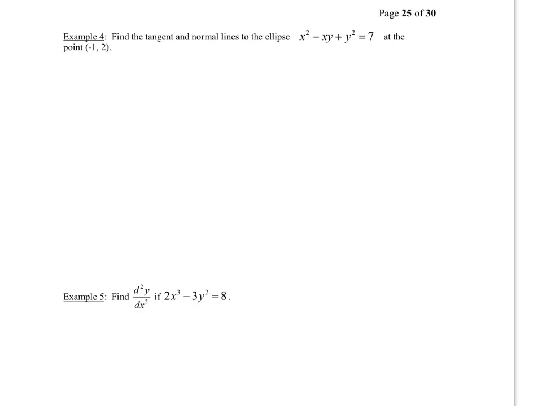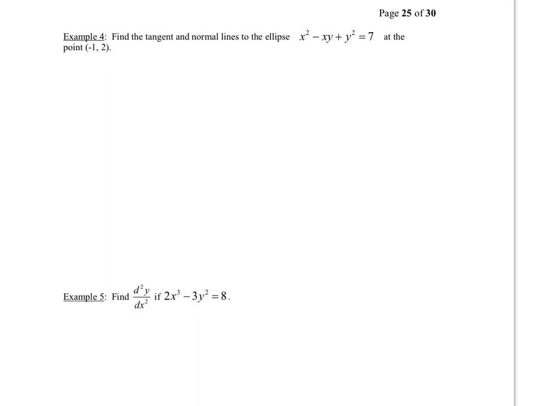All right, example 4. It says find the tangent and normal lines to the ellipse x squared minus xy plus y squared equals 7 at the point (-1, 2). If you're feeling bold at this point, I would ask you to pause and see if you can find the derivative first, plug in the coordinate point, and then go ahead and write the equation of the tangent and the normal. This is where you can try your practice at it, so give it a shot. There will be a product rule involved.